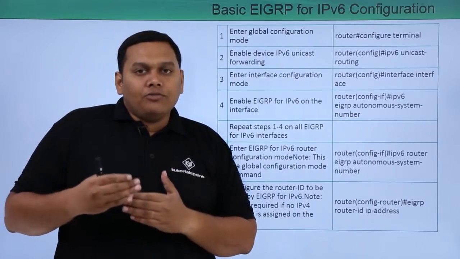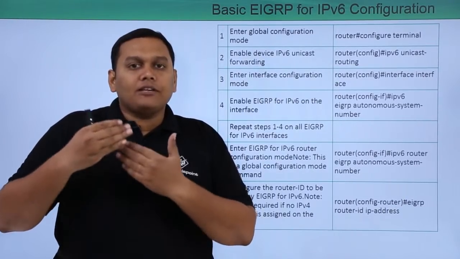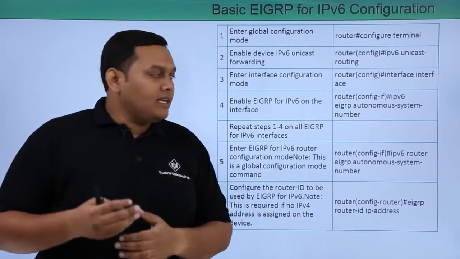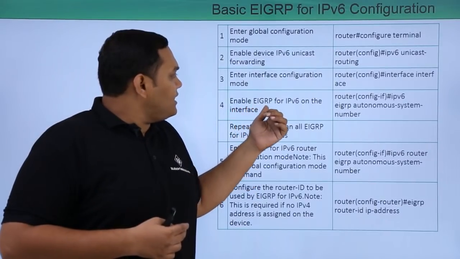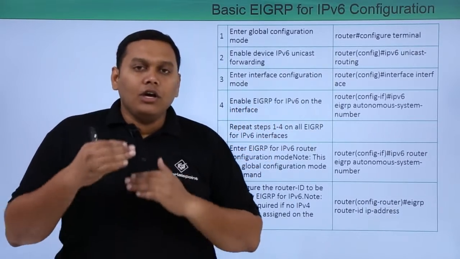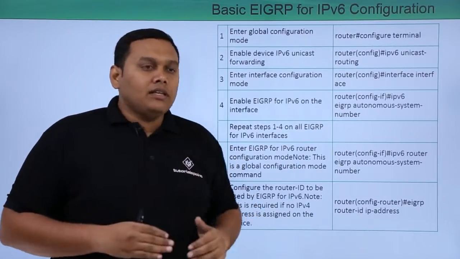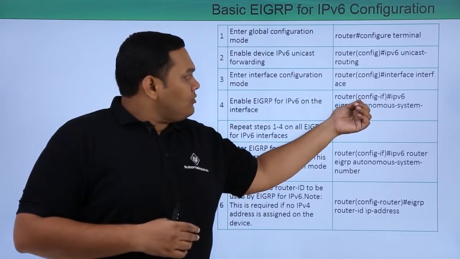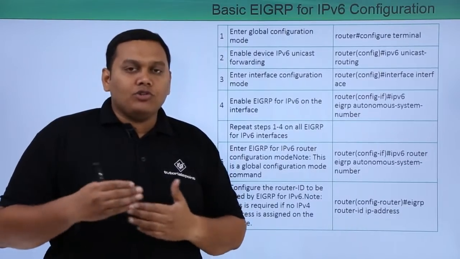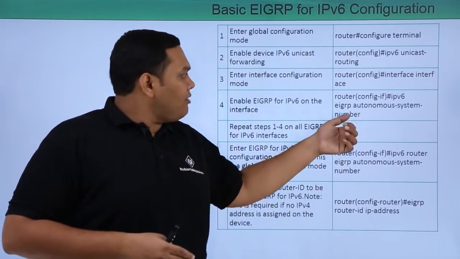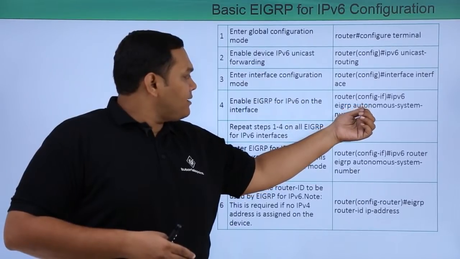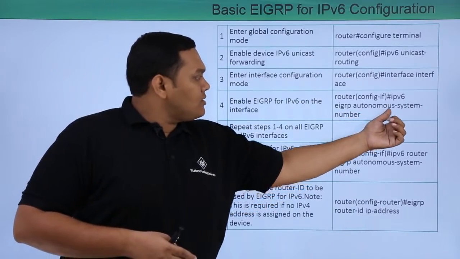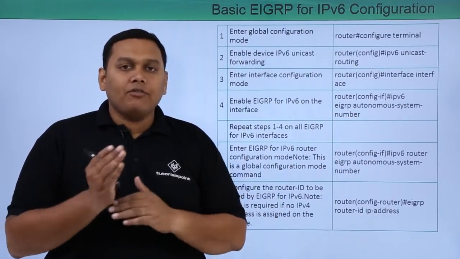When you want to configure the interfaces, you have to enter the interface configuration mode, which is router config interface. Then it will enter the interface mode, and the next step is to enable EIGRP for IPv6 on the interface. Now, your task is to enable EIGRP on the interface. So, you see this clearly, config-if, which is interface mode. It has entered the interface mode so that we can configure or enable EIGRP on this interface. So, we give ipv6 eigrp and the autonomous system number, that is, the AS number we have to mention there.